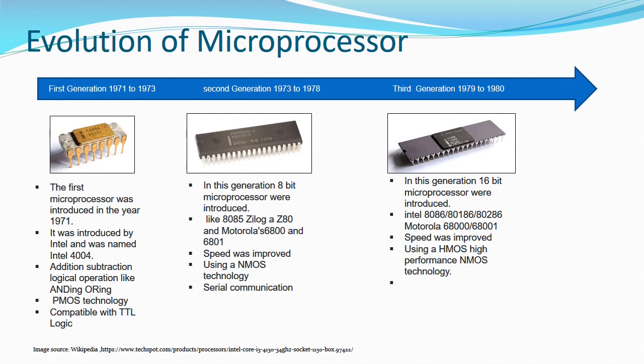The third generation was from 1979 to 1980. In the third generation, 16-bit microprocessors were introduced like Intel's 8086, 80186, 80286 with improved speed and performance. From Motorola, the 68000 and 68001 were introduced. These microprocessors were designed using HMOS technology, which stands for High Speed MOS technology.